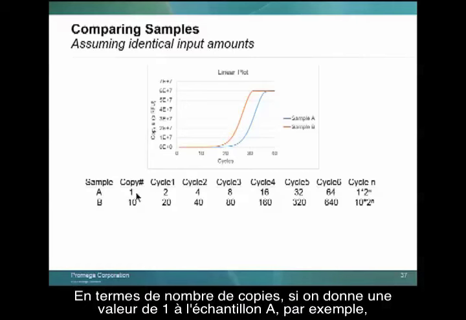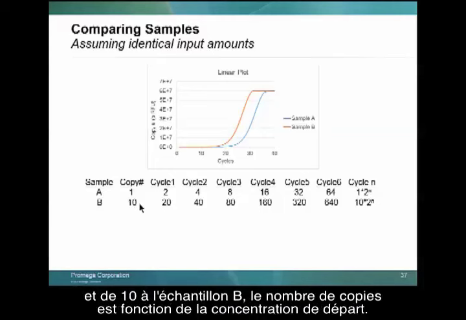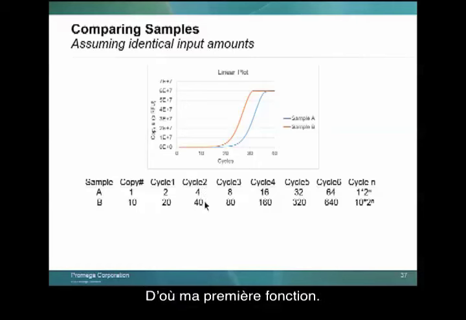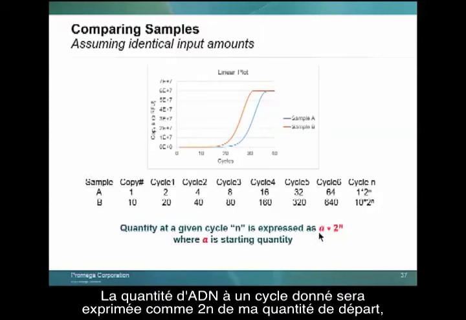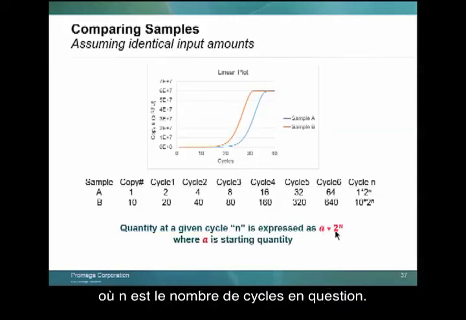If I look at the copy number, let's just say sample A is 1, sample B is 10. Copy number scales with that starting concentration. So this leads to my first expression. The quantity at a given cycle is going to be expressed as the starting quantity times 2 to the n, where n is the cycle number that you're looking at.